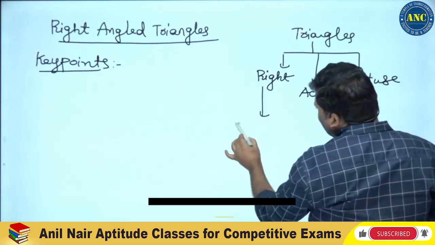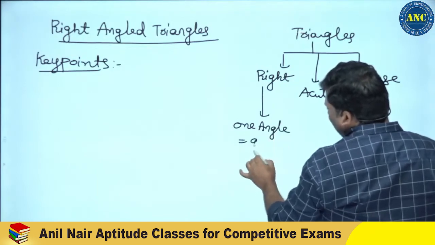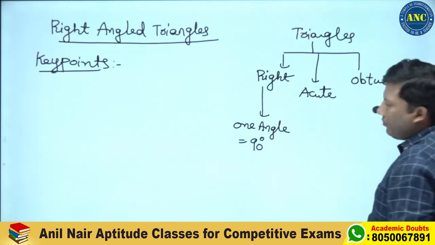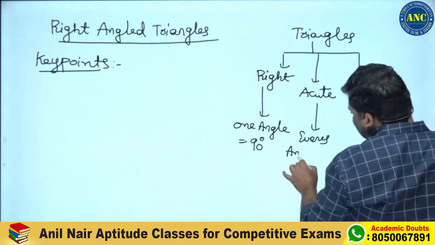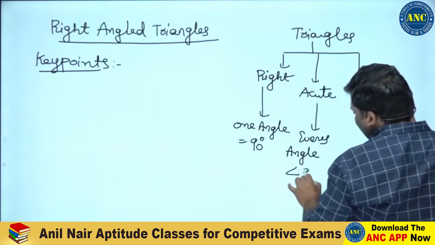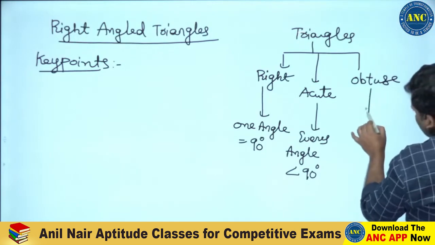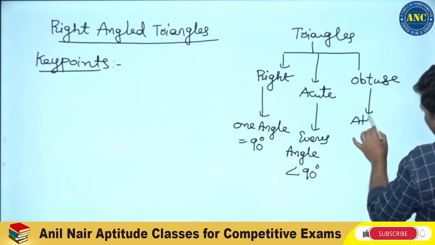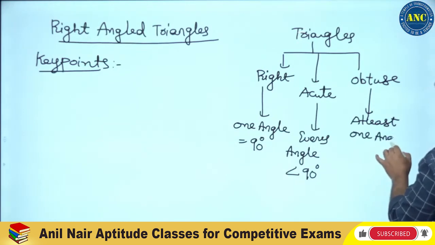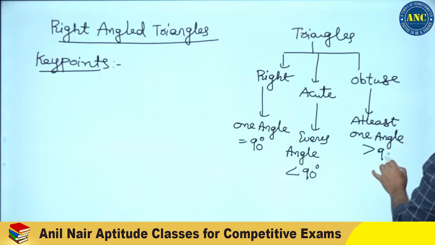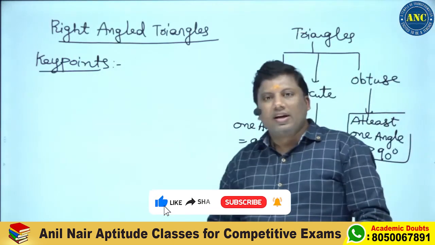A right angled triangle is a triangle in which one angle is 90 degrees. An acute angled triangle is a triangle in which every angle is less than 90 degrees. An obtuse angled triangle is a triangle in which at least one angle is greater than 90 degrees.